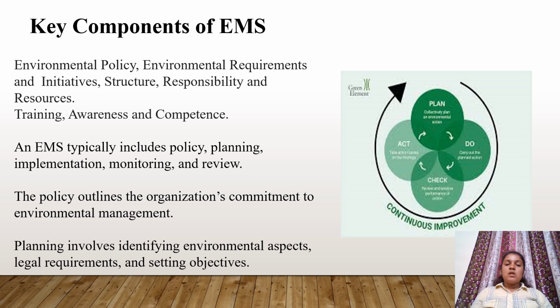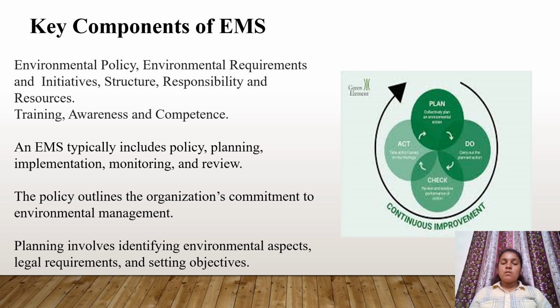An EMS typically includes policy, planning, implementation, monitoring, and review. The policy outlines the organization's commitment to environmental management. The planning involves identifying environmental aspects, legal requirements, and setting objectives. These are the four main key components of the environmental management system: plan, do, check, and act, which support continuous improvement in environmental policy.